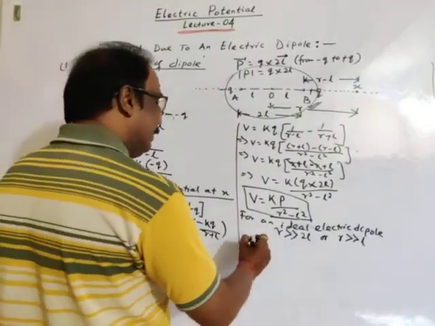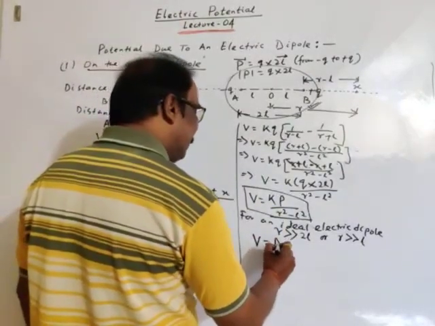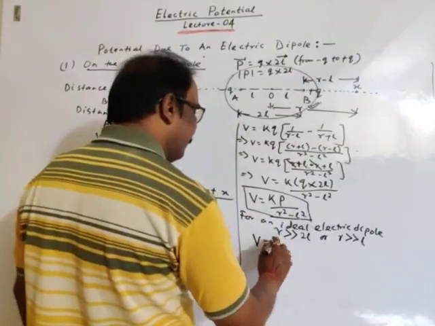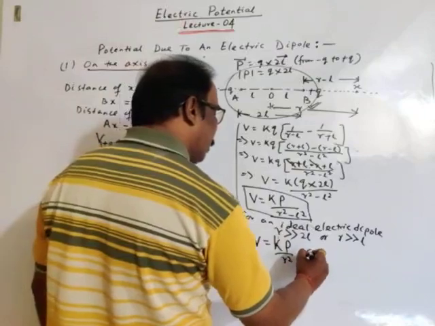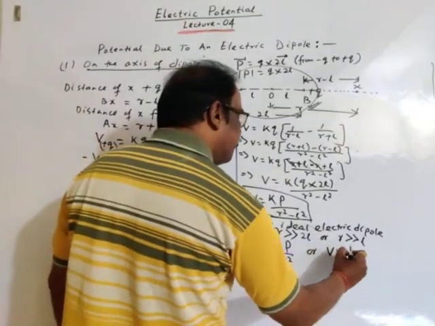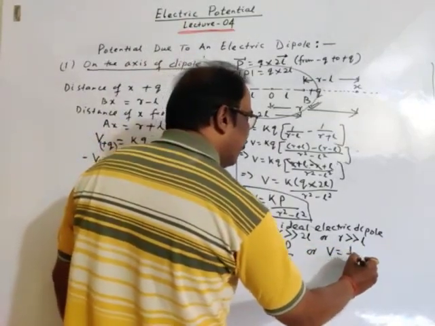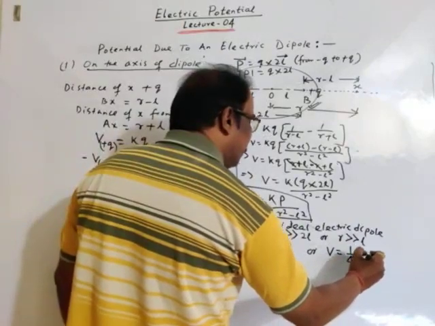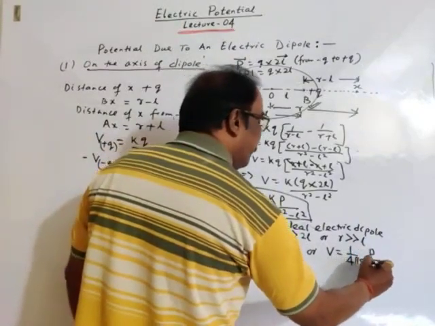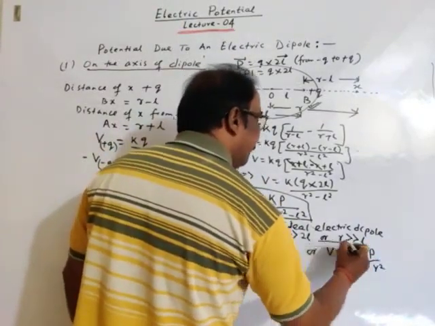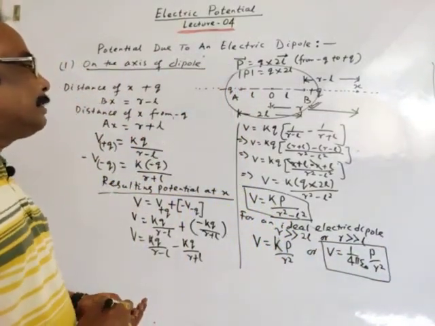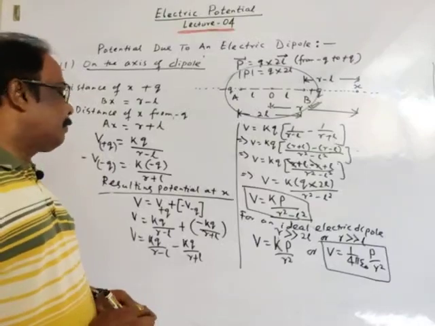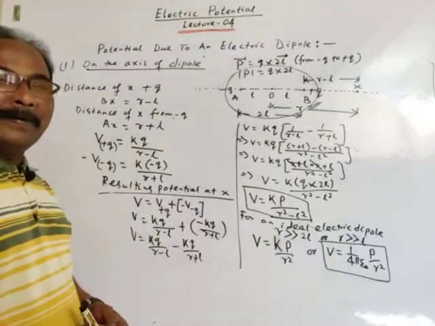So finally, electric potential is K P by r square, or we may write potential is 1 divided by 4 pi epsilon naught into P by r square. This is our final expression for electric potential at any point on the axis of the dipole.